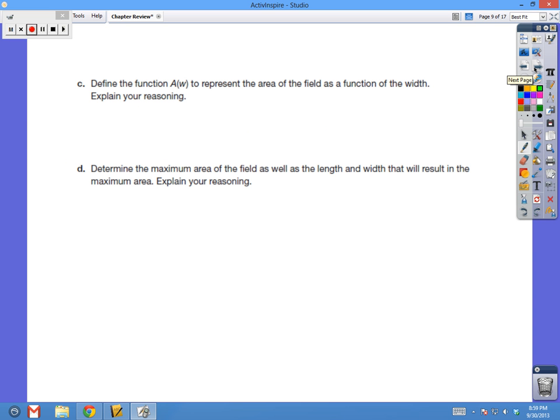Okay, C wants you to find area. Area is just length times width. So I'm going to take my width, which was just x, and I'm going to multiply it by my length, which was 300 minus x, and there you go. If you want to distribute and simplify, you're going to have 300x minus x squared.